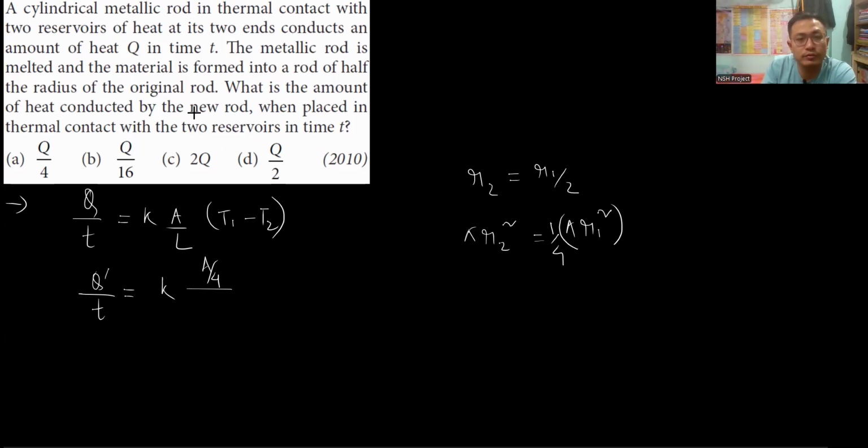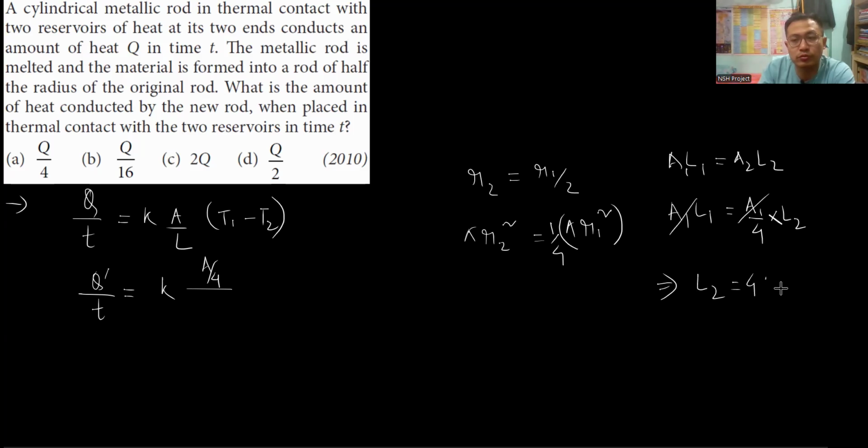So what is the amount of heat conducted by the new rod when placed? What about the length? A into L, A1 L1 is equal to A2 L2. A2 is A1 by 4, so L2 is 4 times L1. So L2 is equal to 4 times of L1. Here you have 4 times of L. The same T1 minus T2 applies.